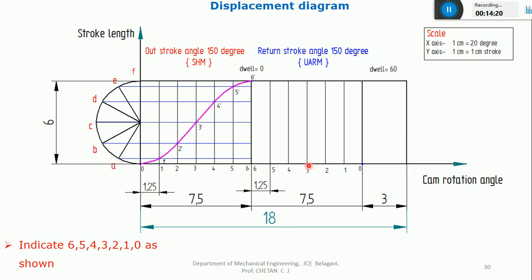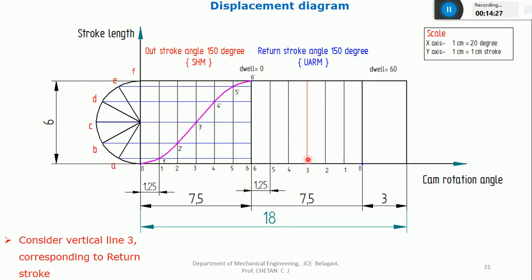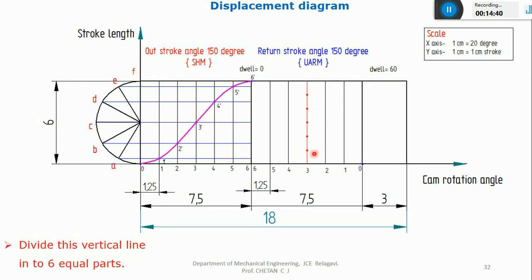So what I will do, I'll take the mid line out of these 6 lines. I'll take the middle line, that is the third line, and I'll divide this into 6 equal parts. So what is the height of this third vertical line? It is 6 centimeter. 6 by 6 is 1 centimeter each. Okay, so I'll divide this middle line, or the vertical line 3, into 6 equal parts, and each division will be 1 centimeter.